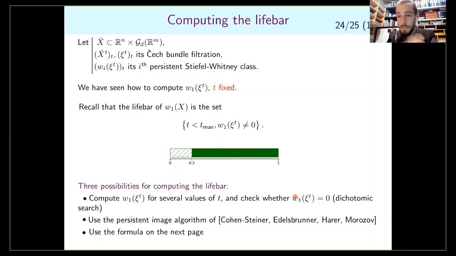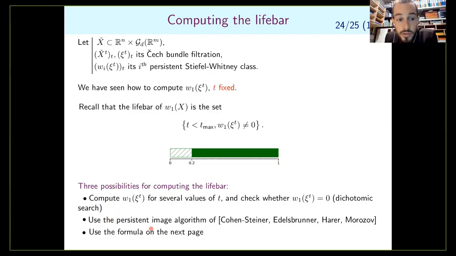However, we would like to compute the filtration of it. We'd like to compute its lifebar. So this is the last slide of the talk. Let me show you how we can compute the lifebar. So the lifebar is a set of values of t such that the persistent Stiefel-Whitney class is non-zero. So to do that, we have to find this value here, when it goes from 0 to non-zero. We could do that by computing the class for several values of t and check whether it is 0 or not by a dichotomic search.